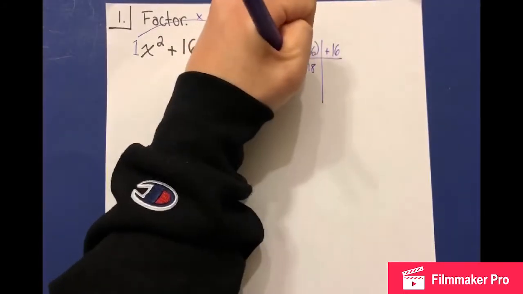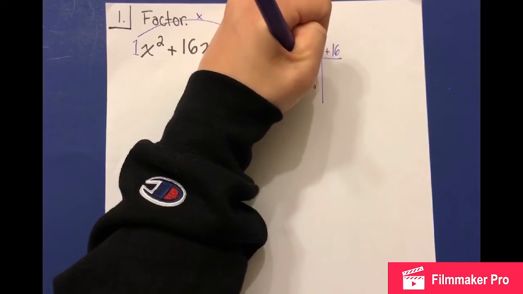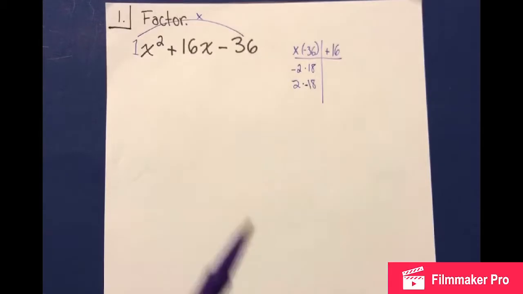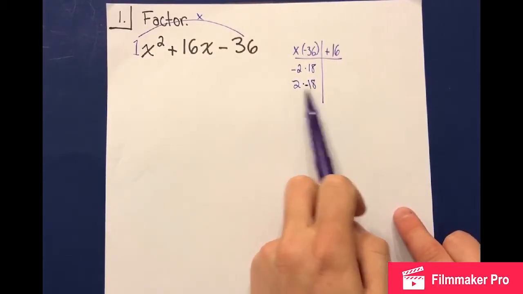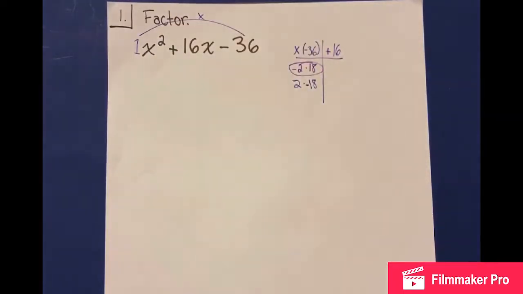So I'm going to try both. I'm going to have a negative 2 and a positive 18, and a positive 2 and a negative 18. Which ones add to positive 16? If you look, this would add to negative 16. These two would add to positive 16, so it's going to be this top one.